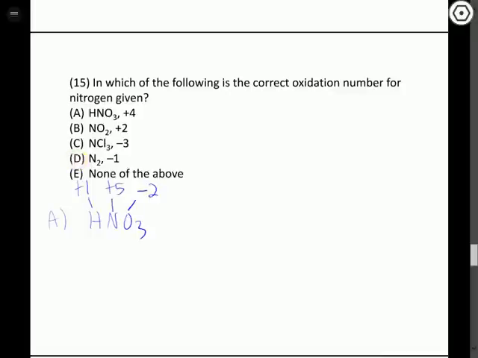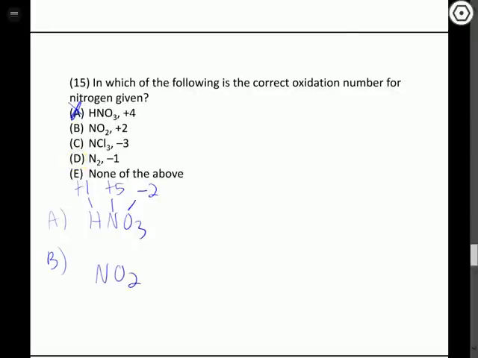Remember, the sum of the oxidation numbers equals the charge of the compound or the ion. In this case, it's a neutral compound, so they should all add up to be 0. So that's the only way to get that. So nitric acid is +5. Choice A has it as +4, so that's wrong. We're trying to find the one that's correct. Choice B, NO2.